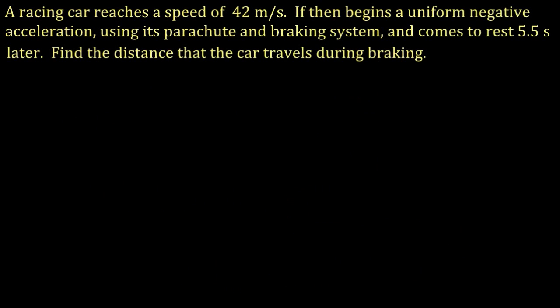So let's work this problem. The problem says a racing car reaches a speed of 42 meters per second. It then begins a uniform negative acceleration using its parachute and braking system and comes to rest 5.5 seconds later. Find the distance that the car travels during braking. Now, I already told you that we're going to be using the formula we just talked about, which was this, delta x equals 1/2 VI plus VF times delta t.